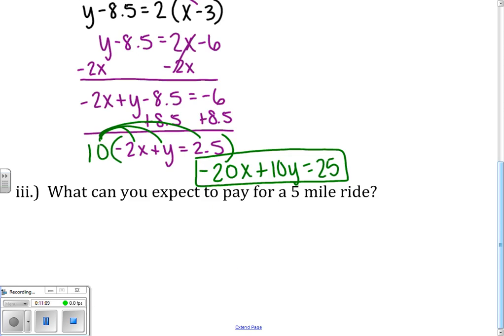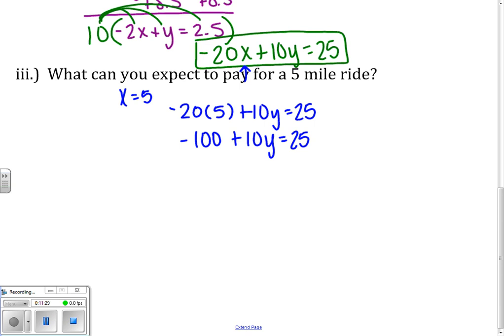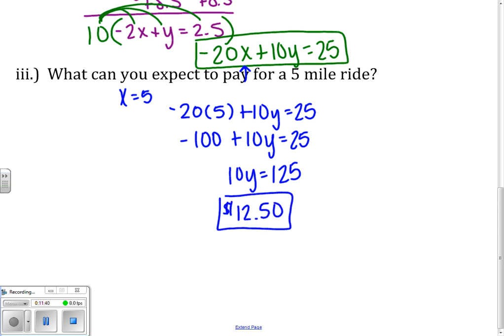The third part: what can you expect to pay for a 5-mile ride? So remember that x is distance, so I'm essentially putting a 5 in for x. I'm actually just going to use the green equation that we found. So negative 20 times 5 plus 10y equals 25. That means negative 100 plus 10y equals 25. If I add 100 to both sides, I get 10y equals 125. And dividing by 10 means that I'm going to spend $12.50 for a 5-mile ride.